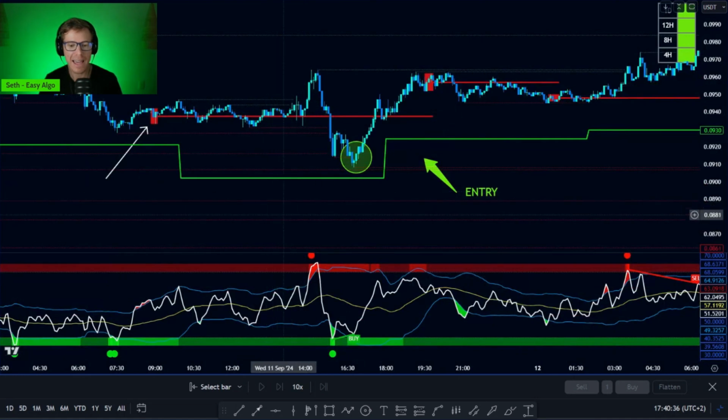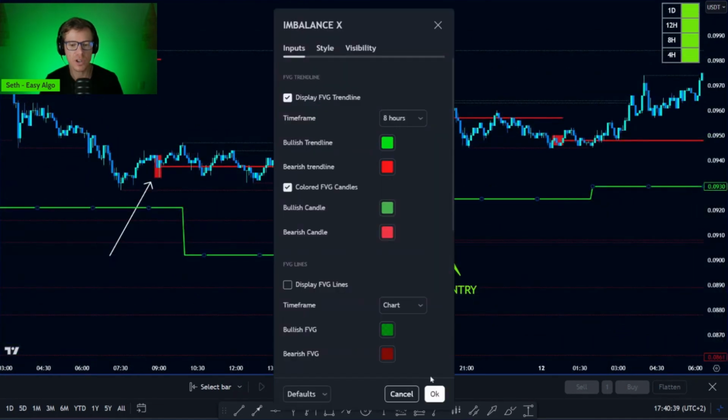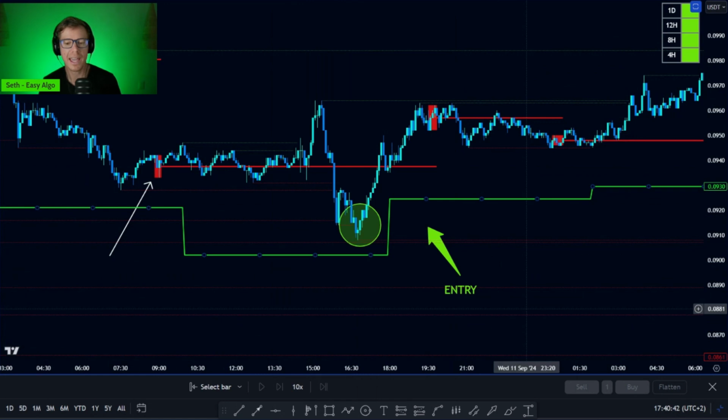Another feature we've added is color candles. So we can turn that on, and what it'll do, it'll color all the candles green. There you go, which will also help you understand, are you looking for longs? Are you looking for shorts? And keep you in alignment with this specific strategy.